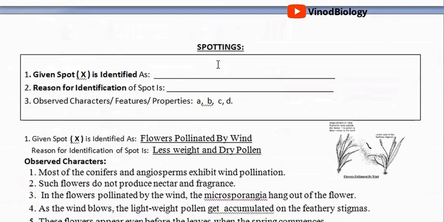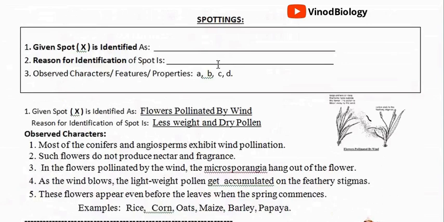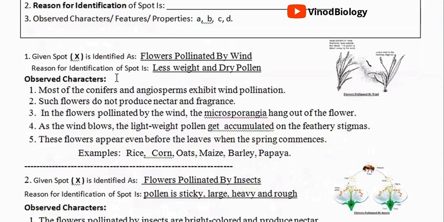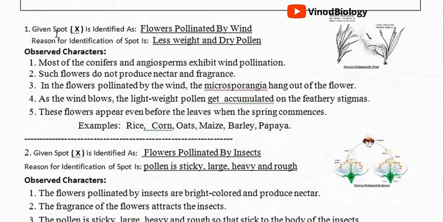Now next is spottings. They'll give 7 spottings, and you have to write like this: the spot is identified as, and the reason for identification of the spot is the observed characters and features. Now for your idea, I have made notes. See, this is the details of every spot. I think all spottings have been covered. Take screenshots or just write it down.